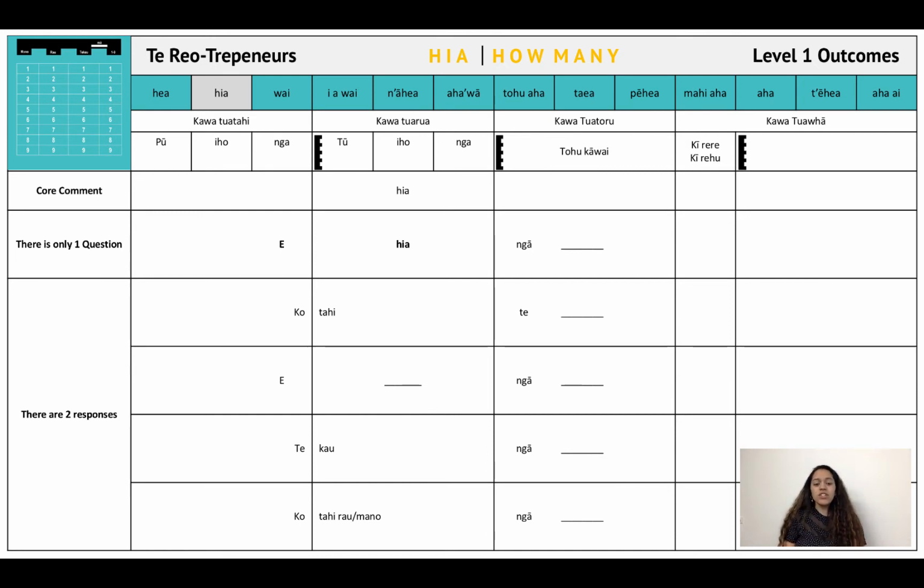So, going back to using e ngā, there are 2 chairs. E rua ngā tūru.